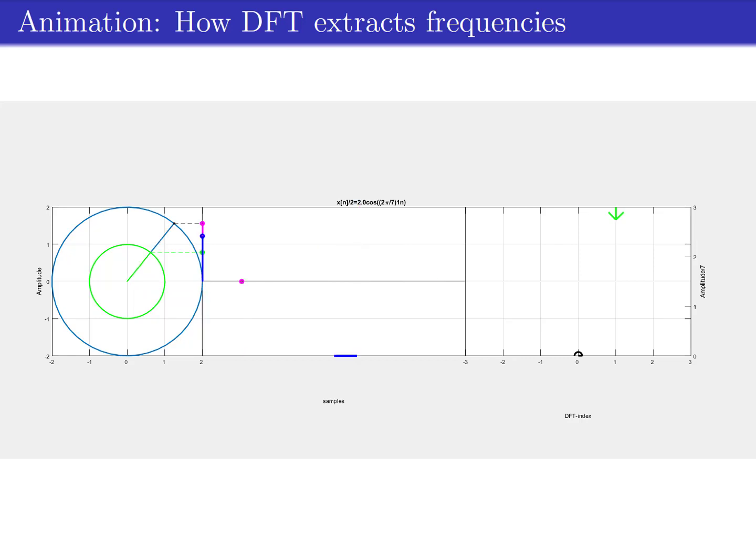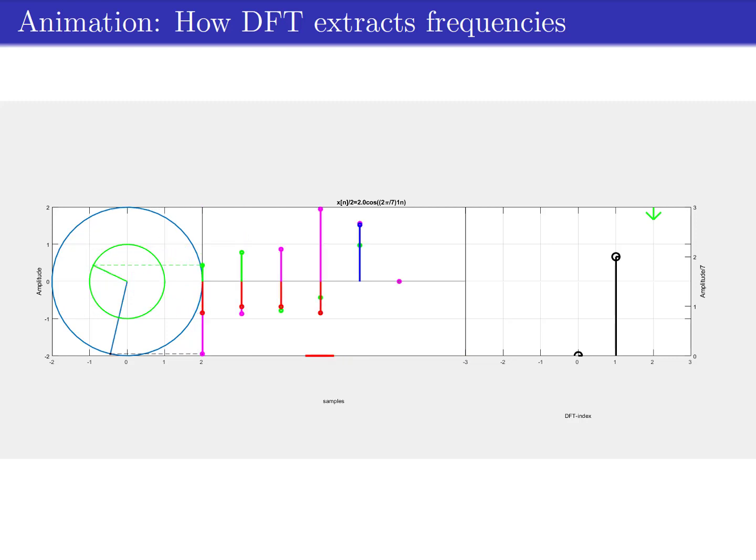The next test frequency is 1 times 2 pi over 7. Now we clearly see the green and blue phasor frequencies are synchronized. The result of the summation of the product is positive, which implies xn contains the frequency 1 times 2 pi over 7, as can be seen in the frequency plot at the right-hand side.